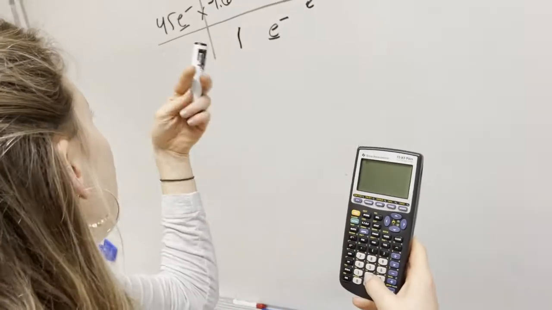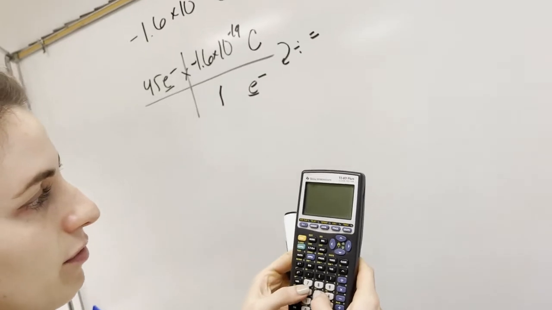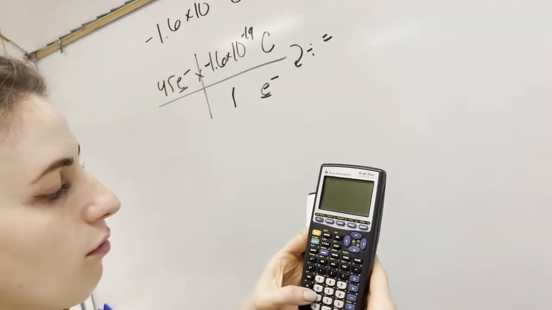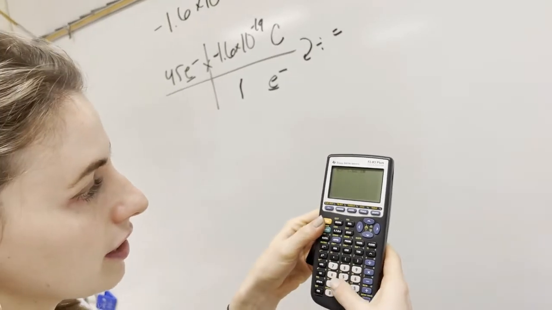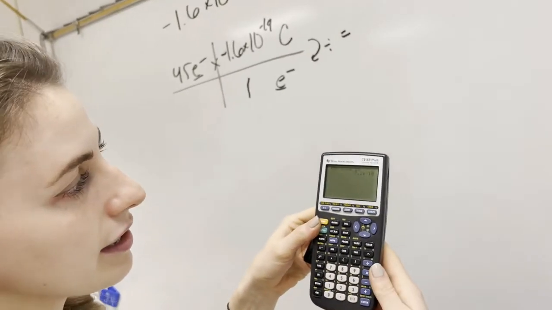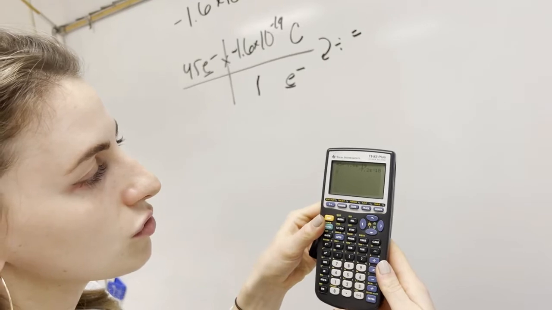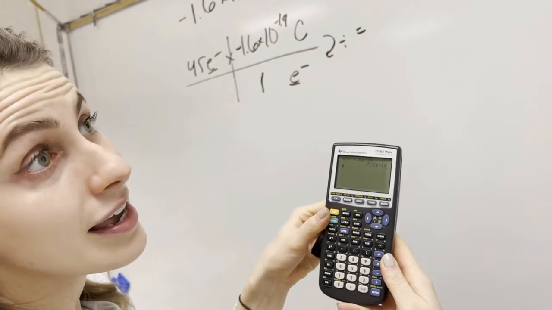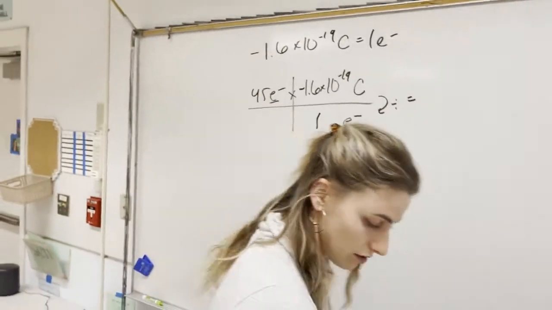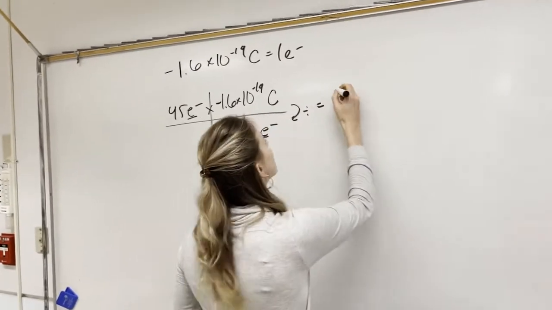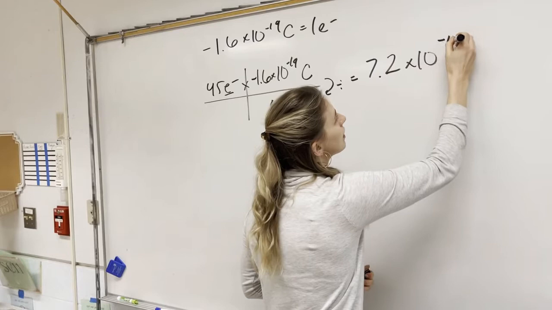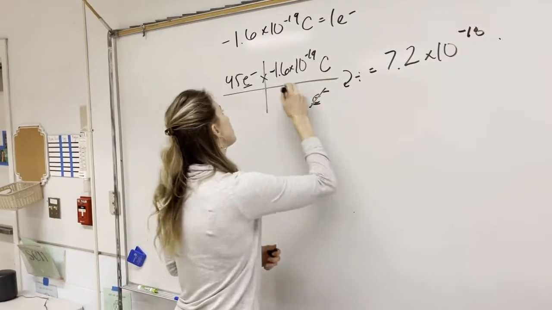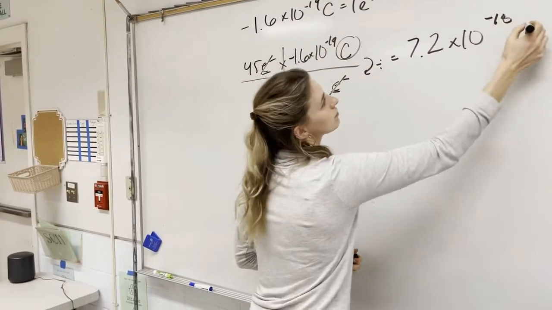From here, it's easy. We just multiply across, and we don't have to divide by 1 because that's ridiculous. 45 times negative 1.6 times 10 to the negative 19th, and I get negative 7.2 times 10 to the negative 18th. These cancel, and I'm left with coulombs.